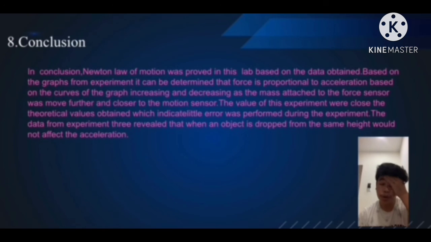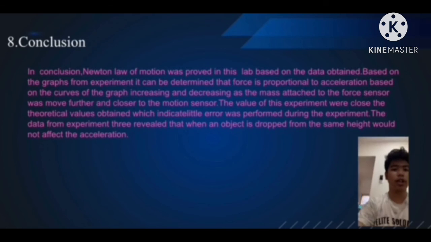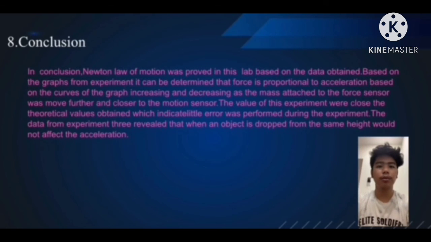So we go to the conclusion. In conclusion, Newton's law of motion was proved in this lab based on the data obtained and the graph from the experiment. It can be determined that force is proportional to acceleration based on the curve of the graph increasing and decreasing as the mass attached to the force sensor was moved further from and closer to the motion sensor.